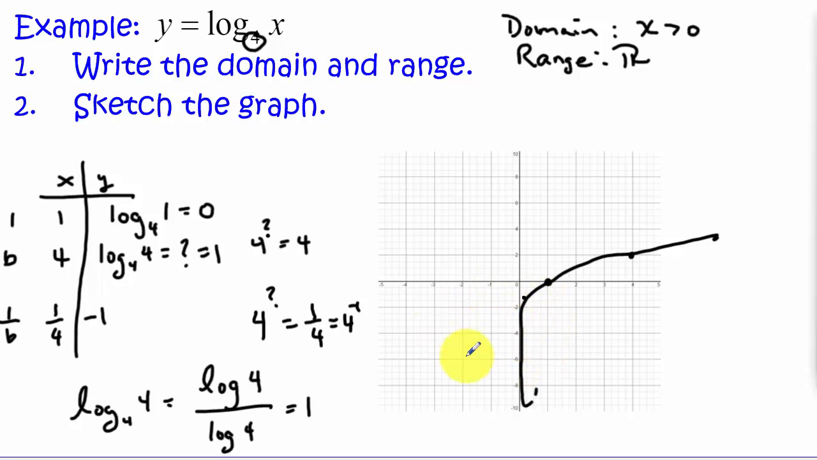Remember not to draw the function over here because the log function is not defined for values of x less than 0. If we put that in a calculator, we're going to get an error. So good luck with graphing your exponential and log functions, and I'll see you around.